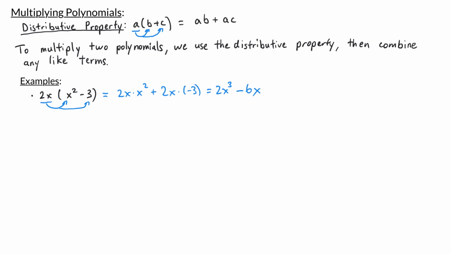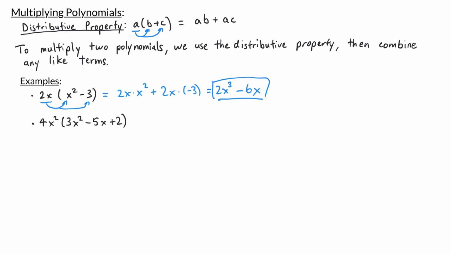So I get 2x cubed minus 6x as my final answer. In our next example here, we have the polynomial 4x squared multiplied to the polynomial 3x squared minus 5x plus 2. This time, within the parentheses, I have 3 terms added together: the 3x squared, the negative 5x, and the 2.